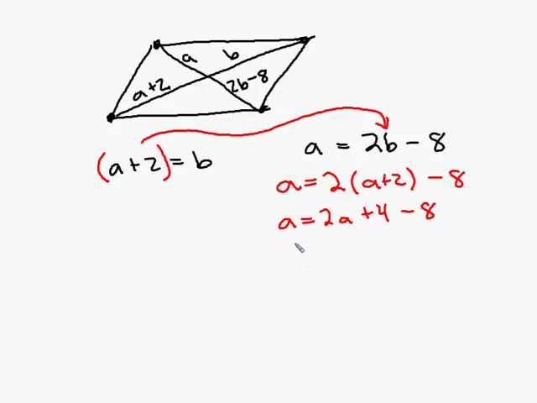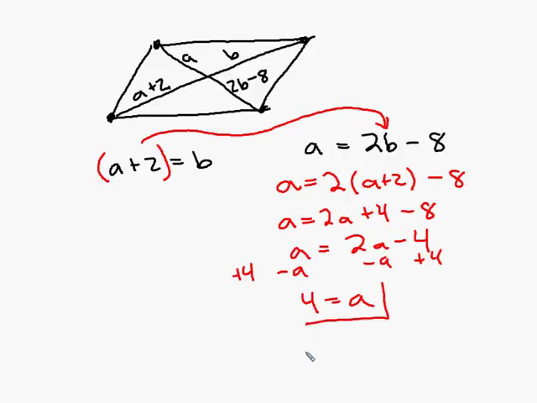Now, I'm going to combine. I will subtract this A and add that 4. So I get 4 equals A. Alright, so now I have A. How do I get B? Well, I take this 4 and I put it in over here. So B equals 4 plus 2. So B is 6.